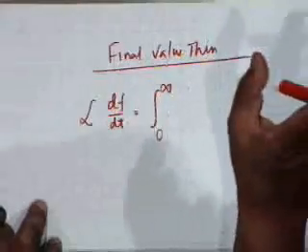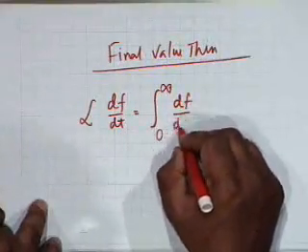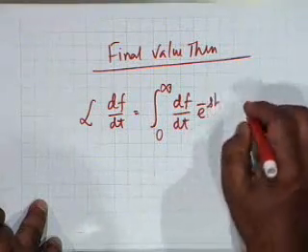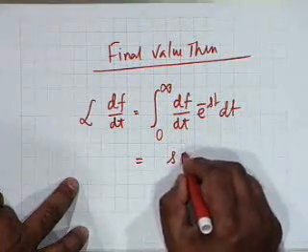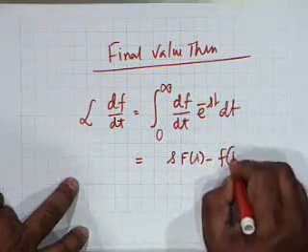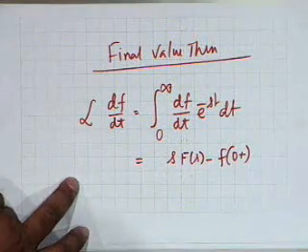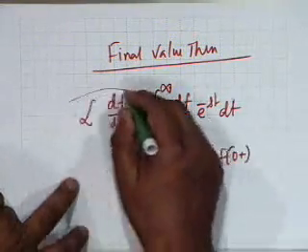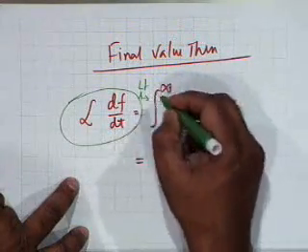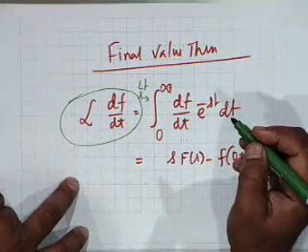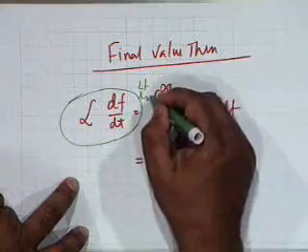F of t is right sided, it is well behaved and so on. This is df dt e to the minus st dt. This is equal to s F of s minus f of 0 plus. All right. Now, we do the same thing, same kind of trick. What we do is, we allow s to go to infinity now. No. We allow s to go to 0.